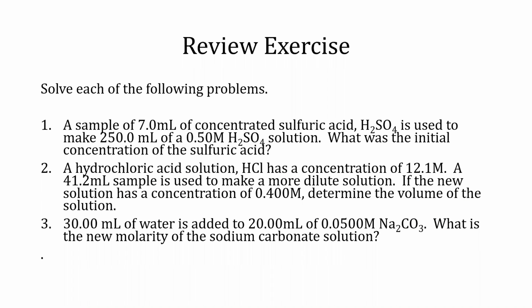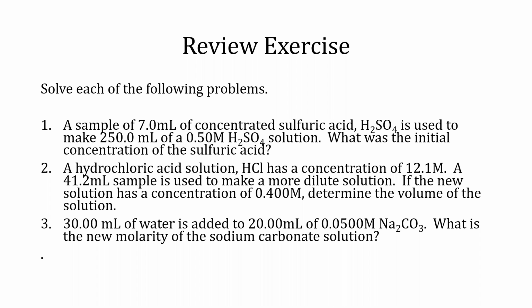Here are some review exercises for you to work on. Solve each of the following problems. 1. A sample of 7 mL of concentrated sulfuric acid, H2SO4, is used to make 250 mL of a 0.50 M H2SO4 solution. What was the initial concentration of the sulfuric acid?